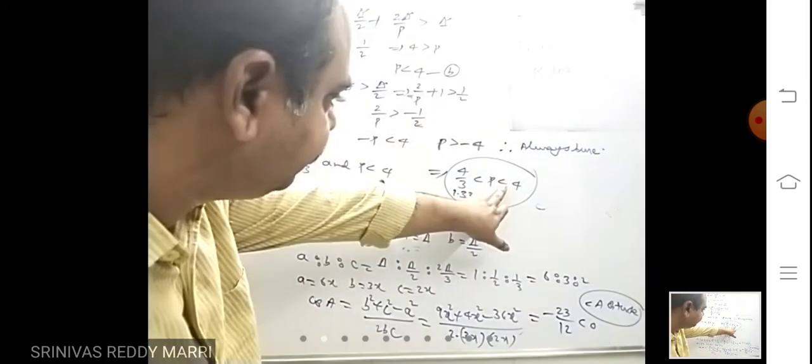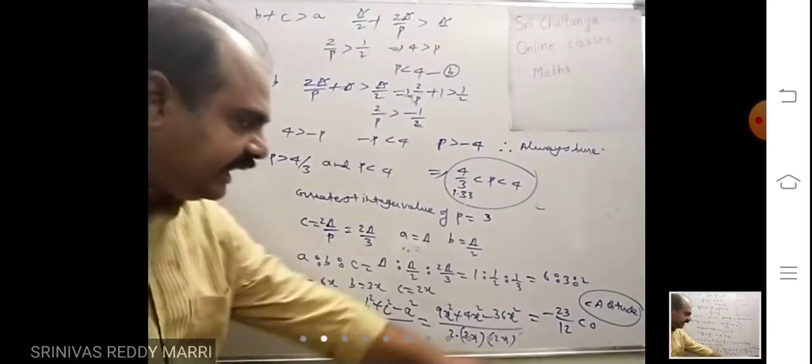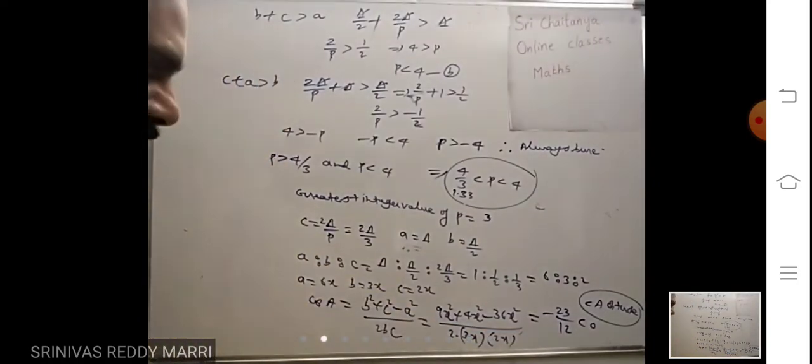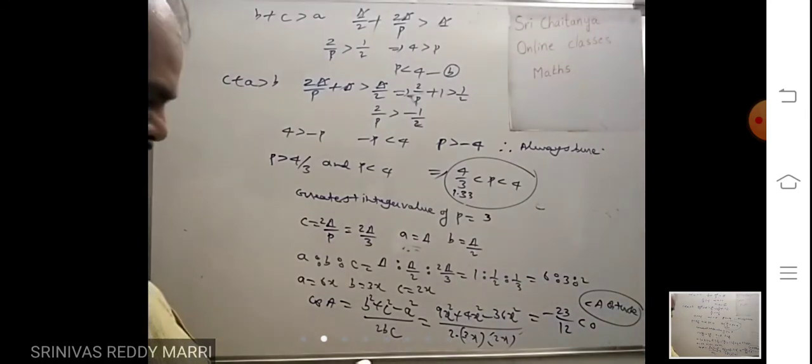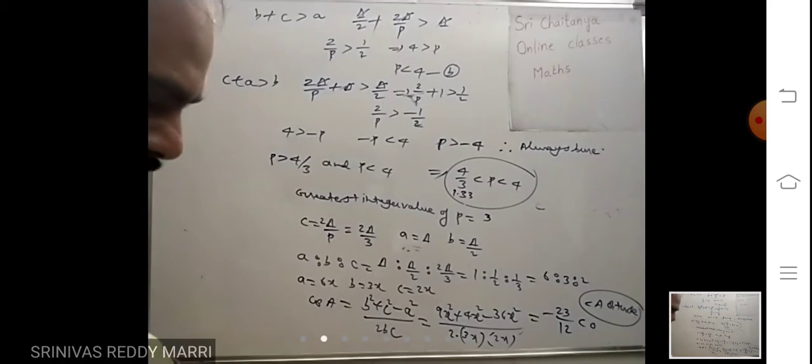4 by 3 to 4. P is what? 3. So triangle is not possible. Cos you are getting less than minus 1. What is the answer given for that? Check out the answer. It is not forming a triangle. What is the answer given?